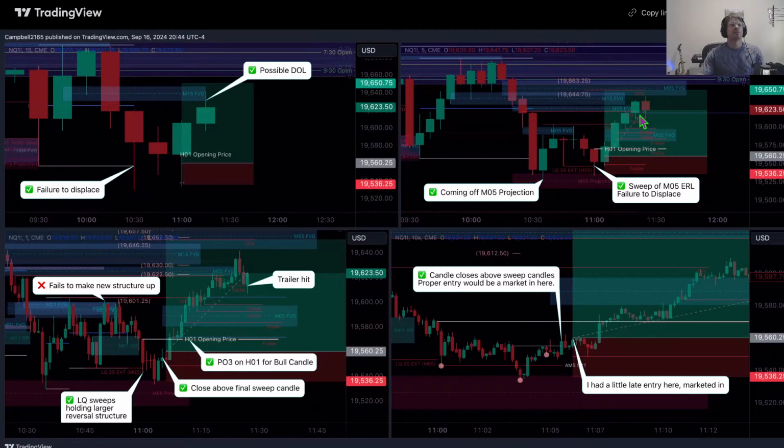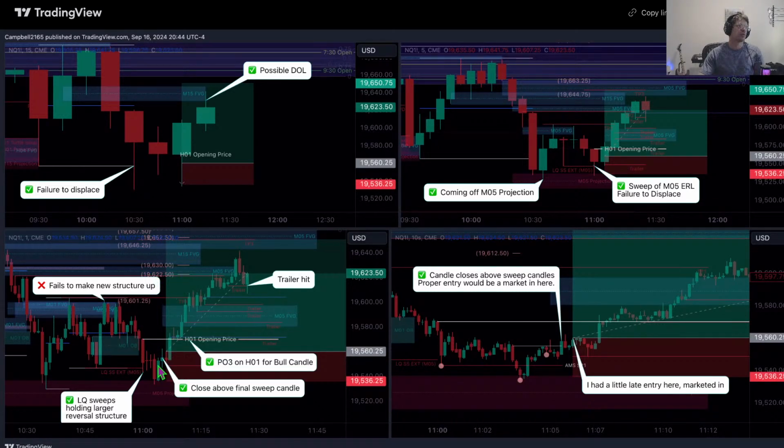And if you look at the high time frame, we failed to displace on the M15. We had this M15 fair value gap as a possible draw on liquidity. We also had the 9:30 and 7:30 open up here, which could have drawn back into. And it looks like I played it all the way up to there. There's a second deviation on the M1.